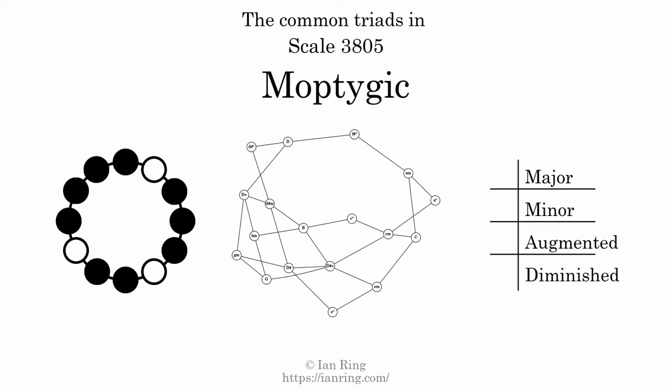The diagram in the center is a graph of parsimonious voice leading between triads. There are 5 major triads. There are 6 minor triads. There are 2 augmented triads. There are 5 diminished triads. Here is a Hamiltonian path of parsimonious voice leading that uses all the triads.